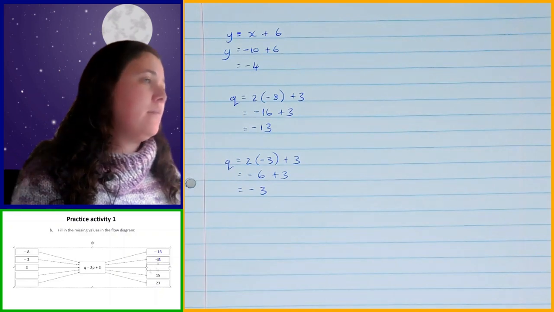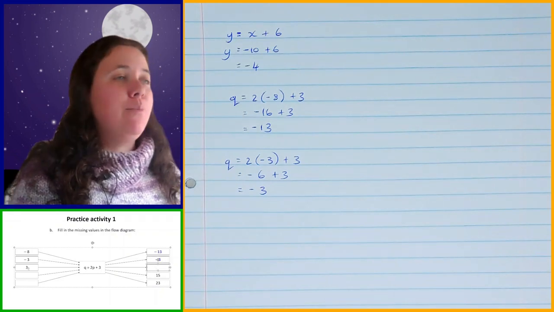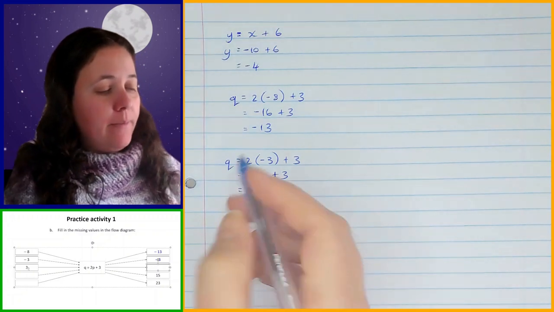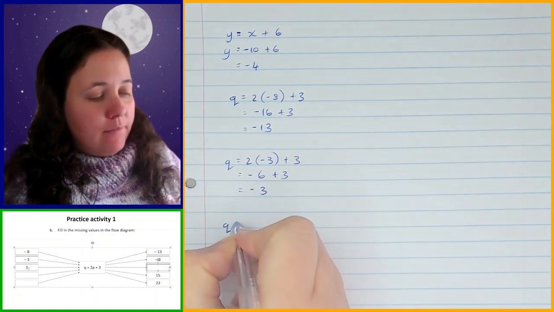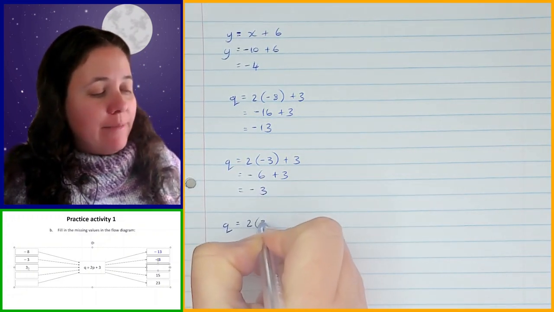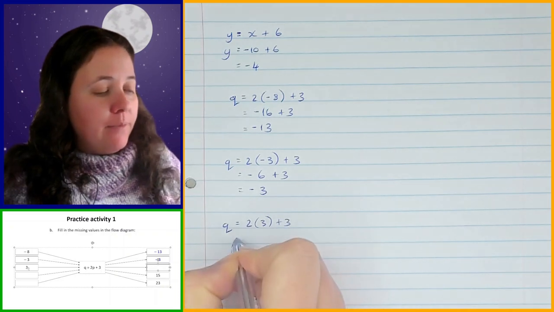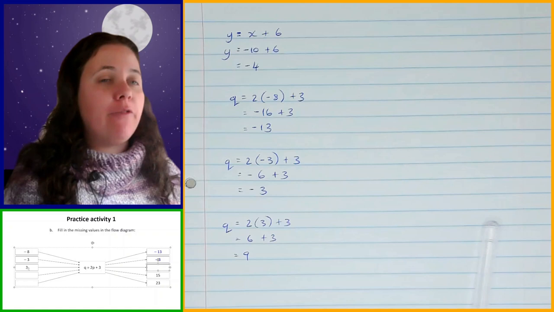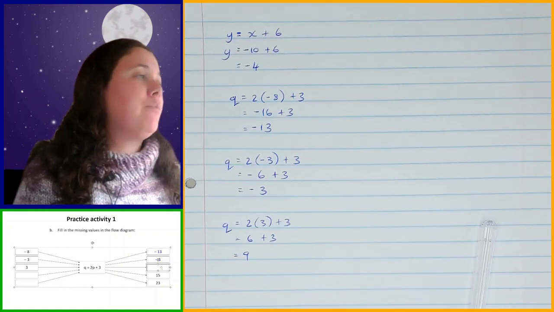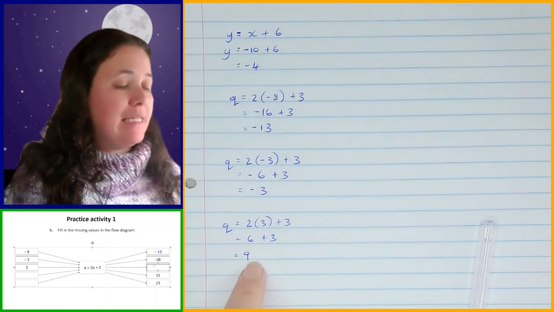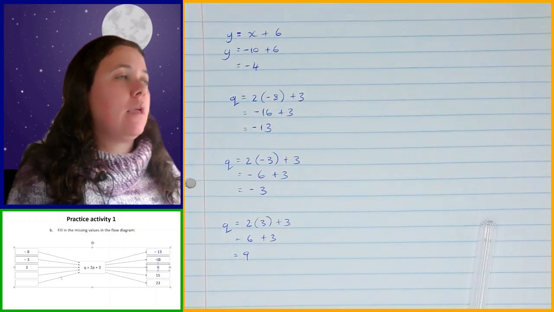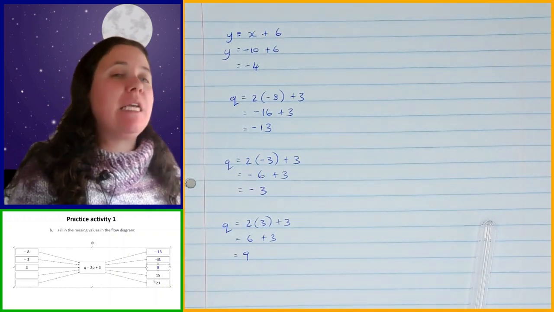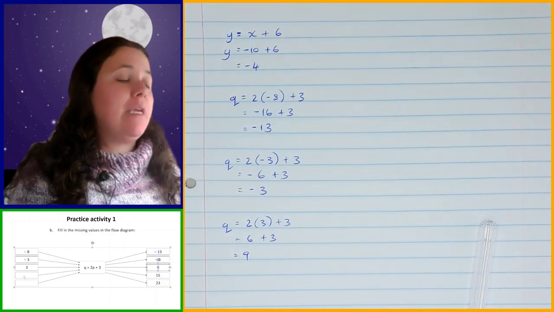Okay, next one. If my input is 3, we have 2 times 3 plus 3. That gives me 6 plus 3, which is 9. So if my input is 3, my output is 9. Then for the last two over here, you've been given the outputs and you have to work out the input.